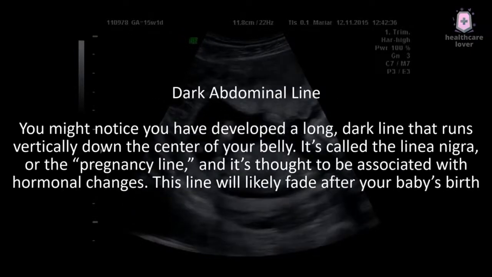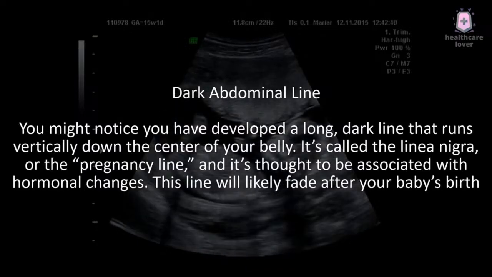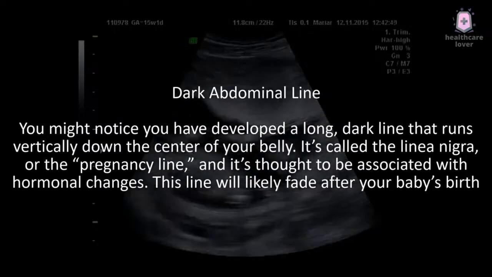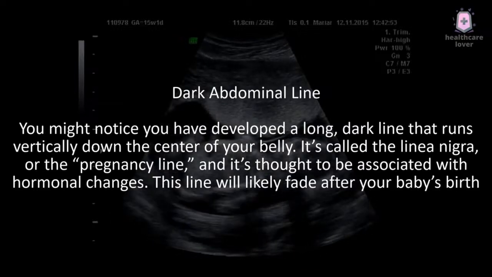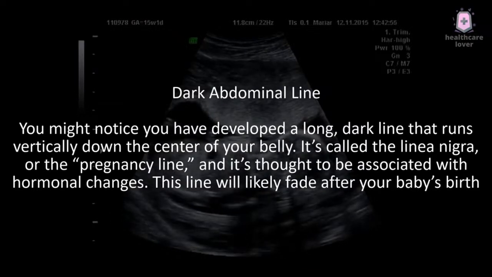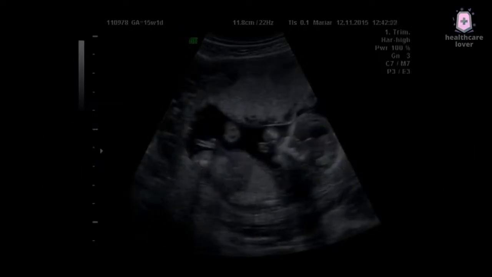Dark abdominal line. You might notice you have developed a long, dark line that runs vertically down the center of your belly. It's called the linea nigra, or the pregnancy line, and it's thought to be associated with hormonal changes. This line will likely fade after your baby's birth.